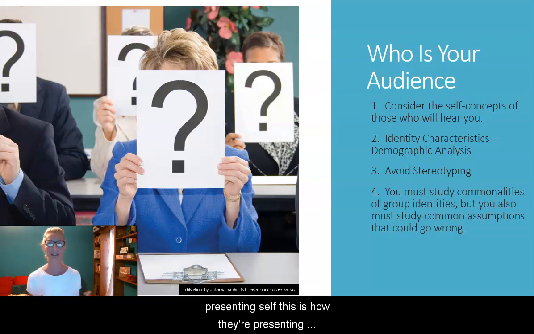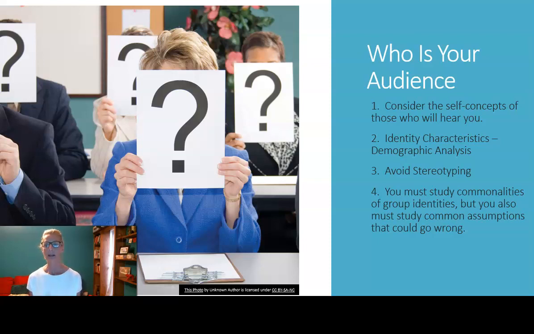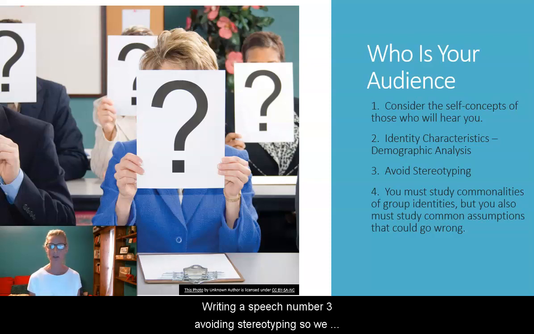This is their presenting self. This is how they're presenting themselves to the world. And then how can you establish some identification by recognizing them and by seeing them as they wish to be seen. Number 2, we'll talk more specifically about identity characteristics and doing your demographic analysis, which is extremely important in writing a speech. Number 3, avoiding stereotyping.